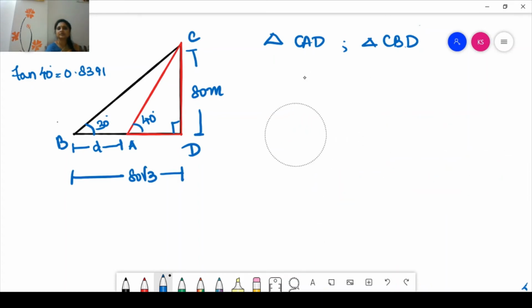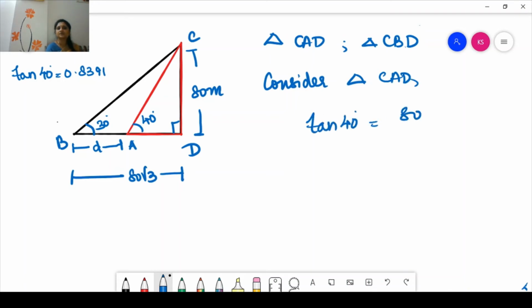Okay, so what's the next right triangle? Now we'll consider the smaller triangle. Consider triangle CAD. So we have tan 40 equal to opposite by adjacent. That's 80. Now, from here you know that AD is equal to 80 by tan 40. Now 40 degrees is not a standard angle.